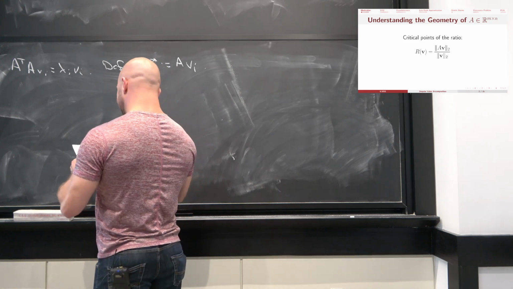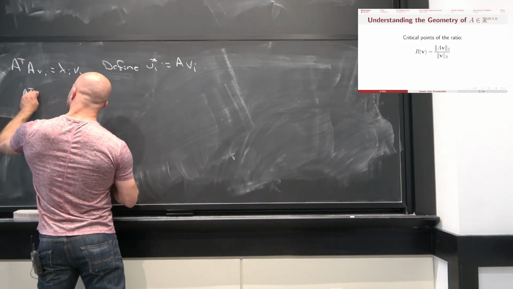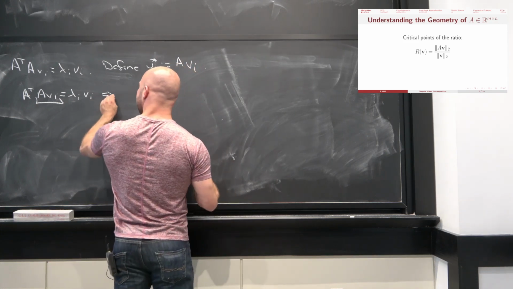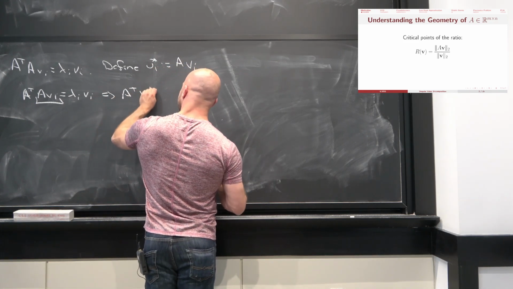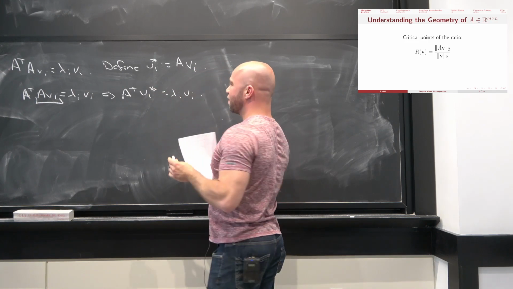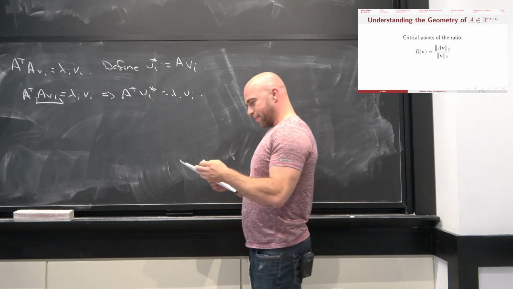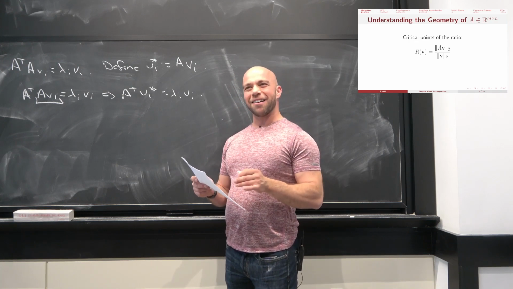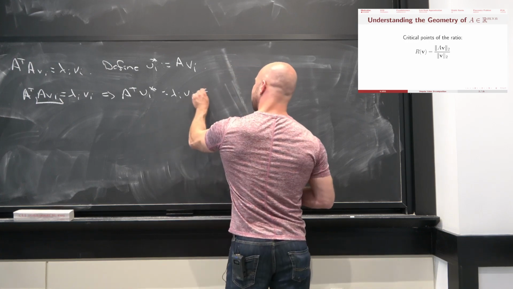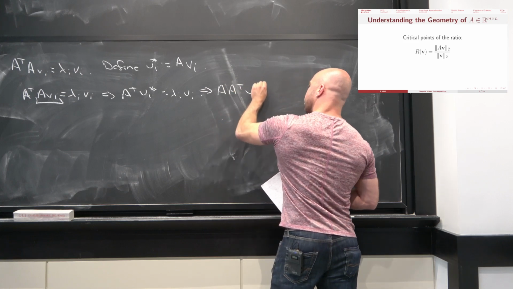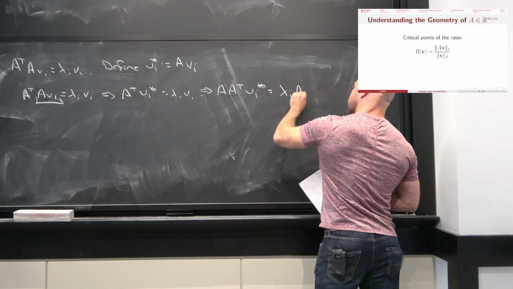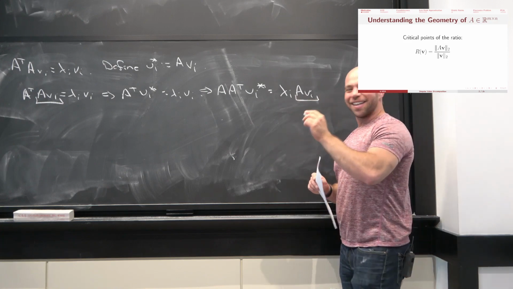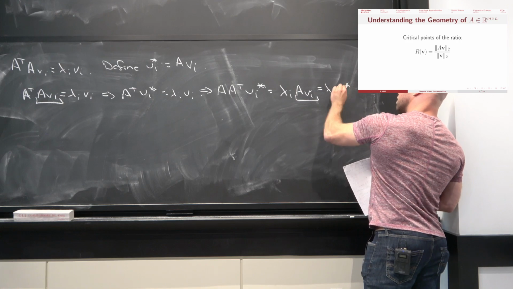So first of all, we know that A transpose A vi is equal to lambda i vi, but now we've given this thing a name. So in particular, we know A transpose times ui star is equal to lambda i vi. Cool? All right. So now let's do a funny thing, which is let's pre-multiply both sides by A. So in particular, we have A A transpose ui star is equal to lambda i times A vi, like that. But what is A vi? Well, again, that was what we defined to be ui star. Cool?